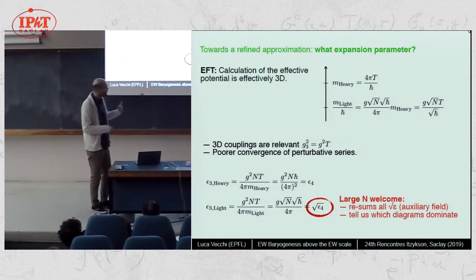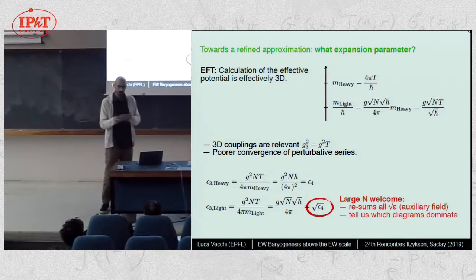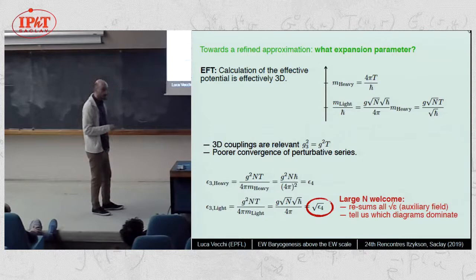If you start from a theory that at zero temperature has an expansion parameter of order 10 to the minus 2, then at finite temperature the expansion parameter is now 10%. You typically have order 1 numbers running around when you do loops, and this 10% accuracy is not good at all. In general, you get very large order 1 errors.